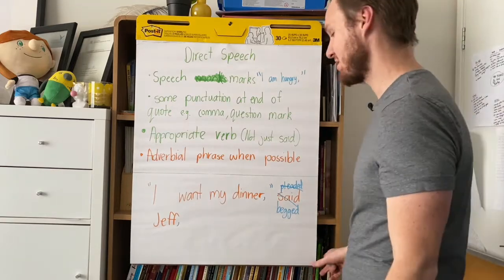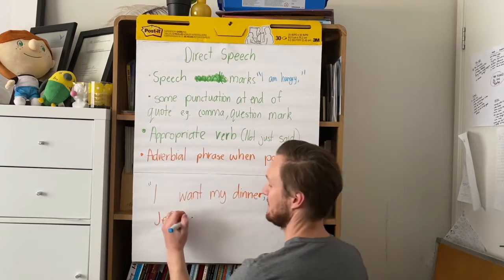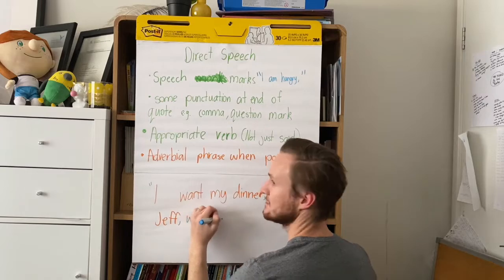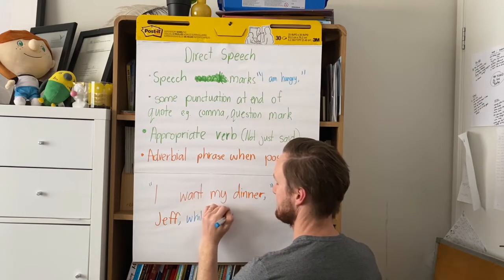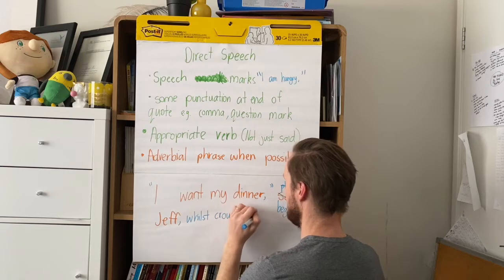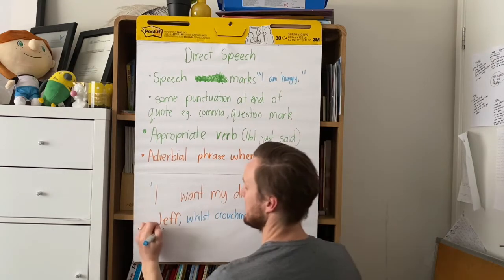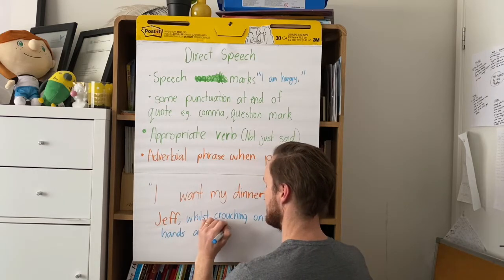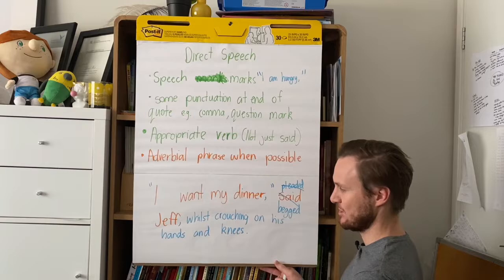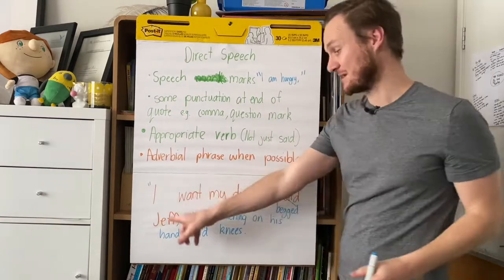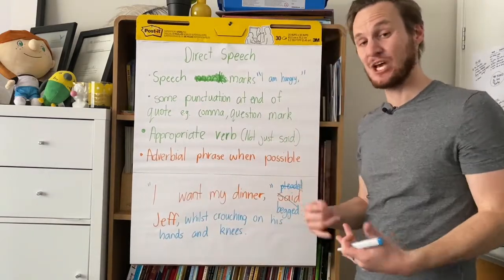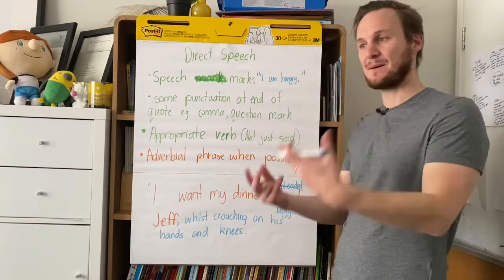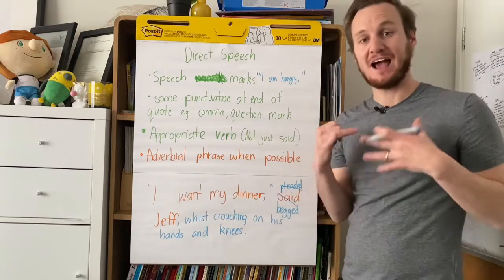I don't know. So it's I want my dinner, begged Jeff whilst crouching on his hands and knees. So that part there, where instead of just ending my sentence, I put a comma there and said how he said it, which is what makes the speech dynamic and about adding the story along and adding more depth to your story, is that orange one, adding an adverbial phrase.